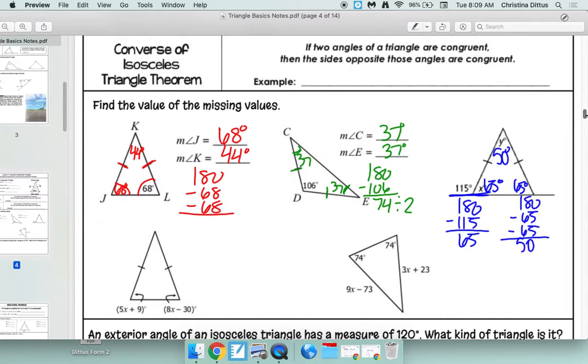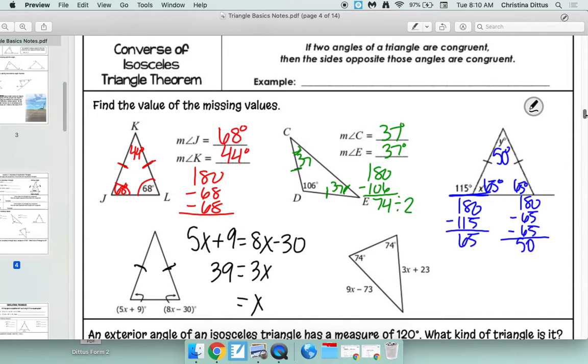Alright. Questions so far? Okay, we'll keep cruising. I have sides that are the same. So what do I know about these angles? They are equal, so how am I going to solve for x? 5x plus 9 equals 8x minus 3. Yeah, set them equal. Subtract your 5x, add your 3, and x is 13.